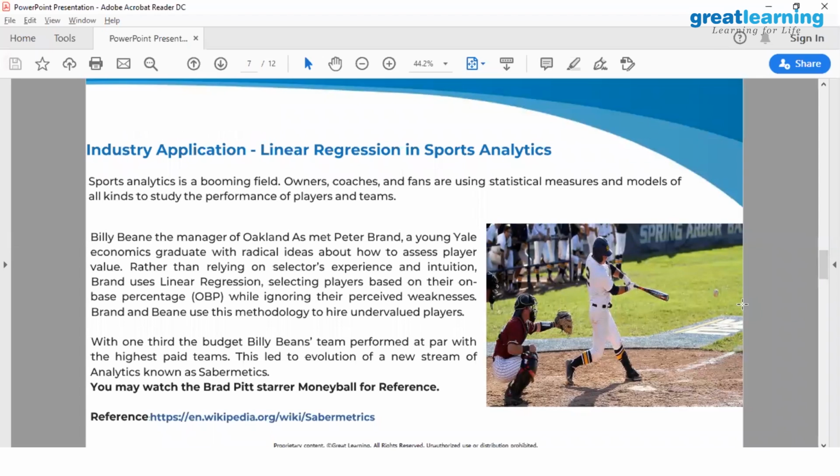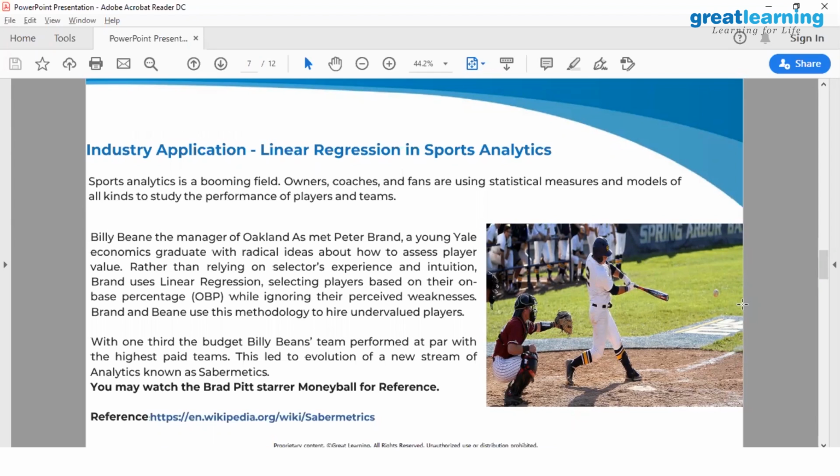Rather than relying on selectors' experience and intuition, Brand uses linear regression, selecting players based on their on-base percentage, OBP, while ignoring their perceived weaknesses. Brand and Beane use this methodology to hire undervalued players. With one third the budget, Billy Beane's team performed at par with the highest paid teams. This led to the evolution of a new stream of analytics known as sabermetrics.